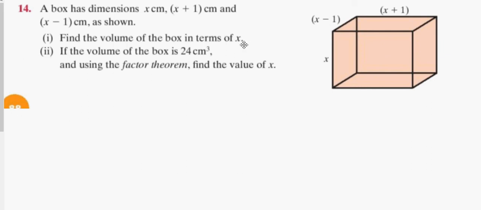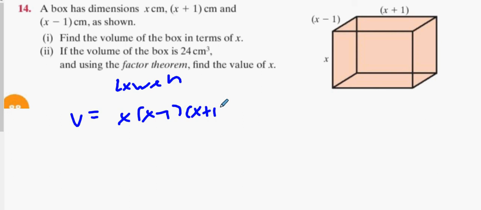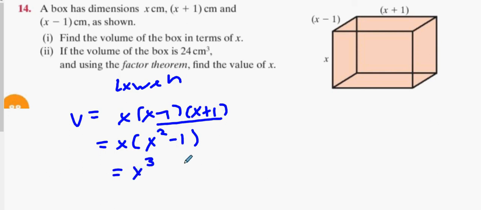A box has dimensions x, x plus 1, and x minus 1 as shown. Find the volume of the box. Well, that's very easy. It's length multiplied by width multiplied by height. Volume equals x times x minus 1 times x plus 1. And if I was to multiply this out, it would be x by x squared minus 1, because it's the difference of two squares, which would be x cubed minus 1x. Did anybody get x cubed minus 1x?